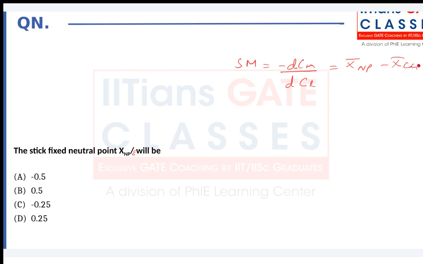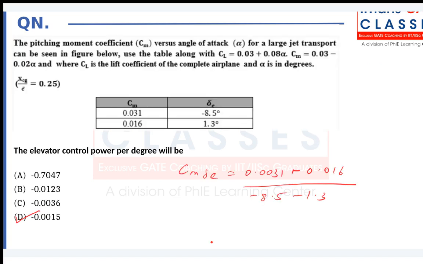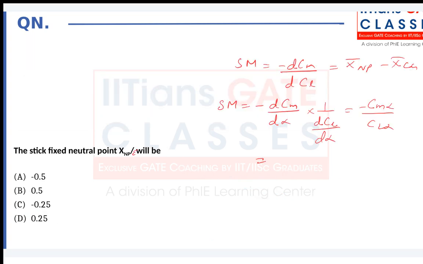Static margin is minus, so I'll just split this ratio dCm by d alpha into 1 by dCL by d alpha. Right? We can do this and you get minus Cm alpha by CL alpha. Now these two quantities are given to you directly in the question. So I'll just refer to the previous slide to get the values. Cm alpha is minus 0.02, CL alpha is 0.08. You have 0.02 by 0.08 and you get this as 0.25. That is the static margin.